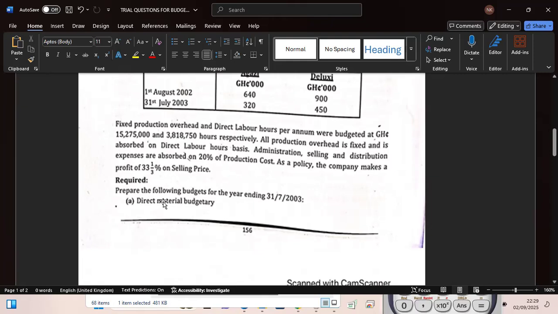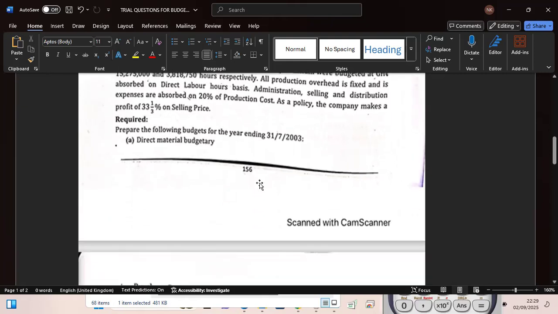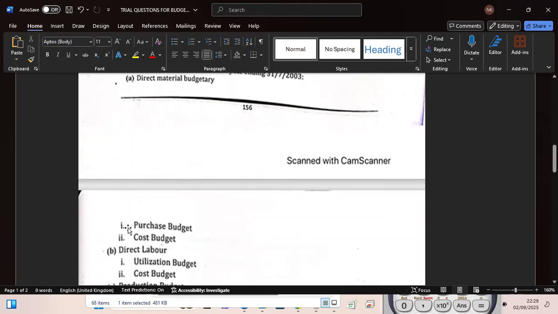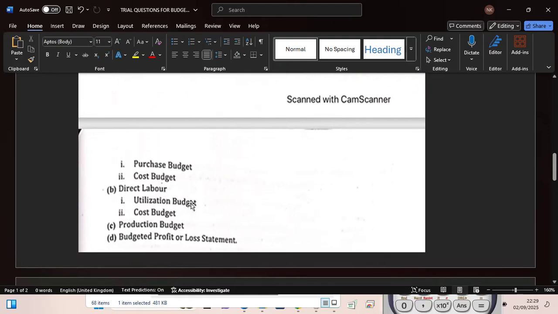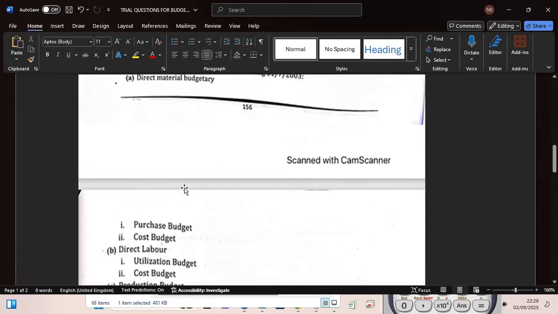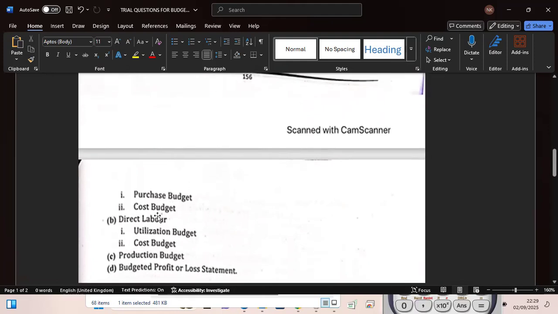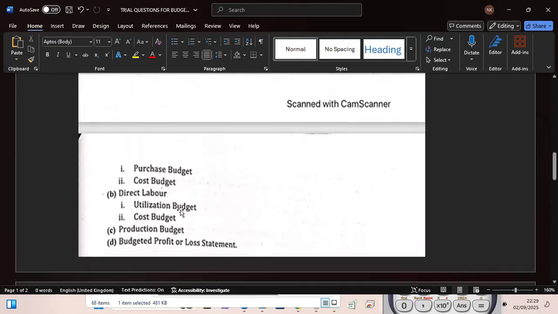Now, there is the requirement for the question. The question is trying to say that we should prepare the following budgets. We should prepare the direct material budget, which will consist of the purchasing budget and then the cost budget. And also we should prepare the direct labor hours budget, which should contain the utilization budget and then the cost budget.